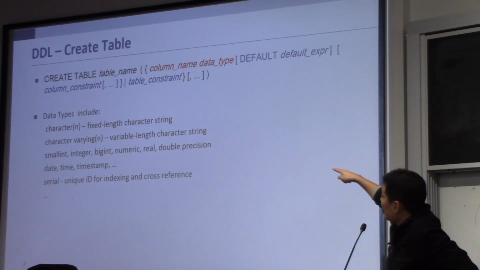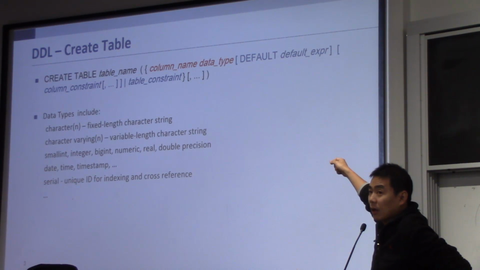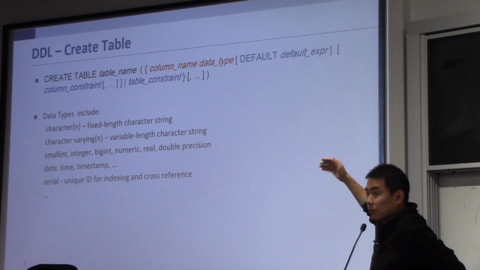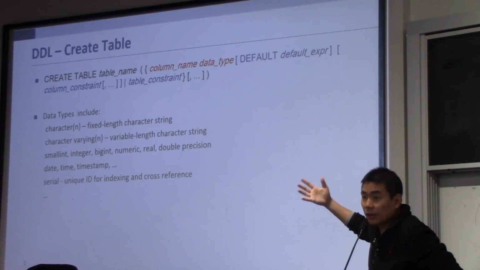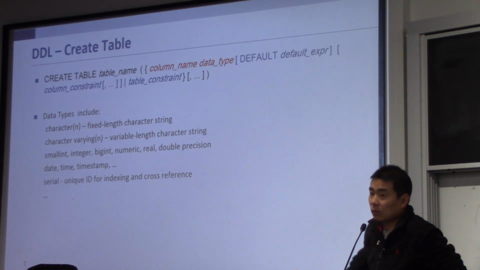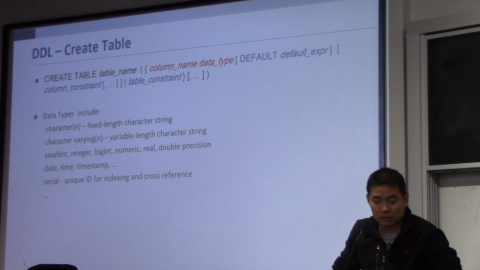At the end of that list, you can also have something called a table constraint. What's the difference between column constraint and table constraint, and what are these? I will demonstrate those using concrete examples in the next few slides.